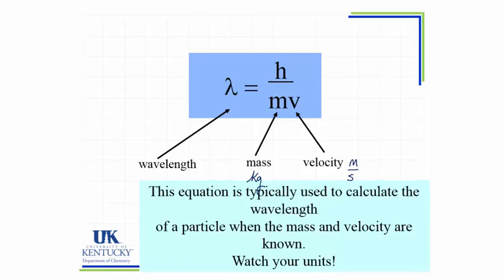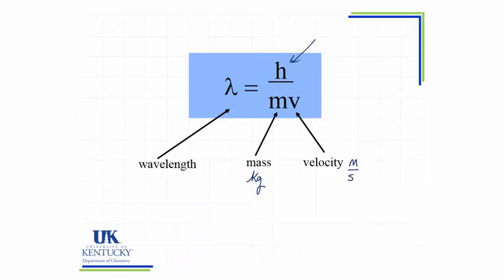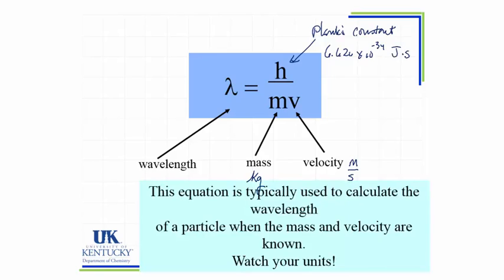And we've seen Planck's constant before, okay? That's Planck's constant. And Planck's constant, you will be provided with that when you work problems, but it's 6.626 times 10 to the minus 34, and it's joules times seconds. But you need to watch your units when you work this.